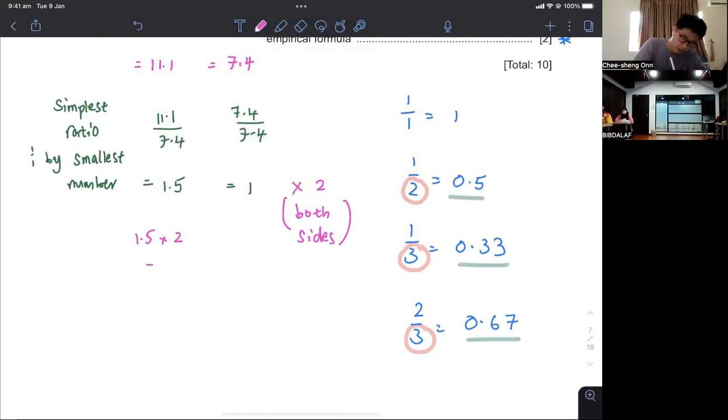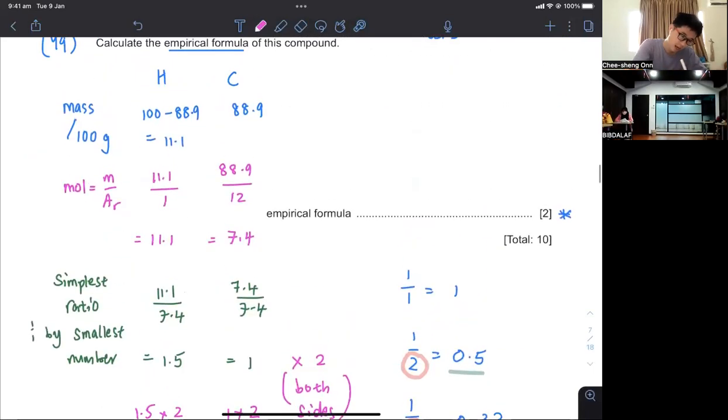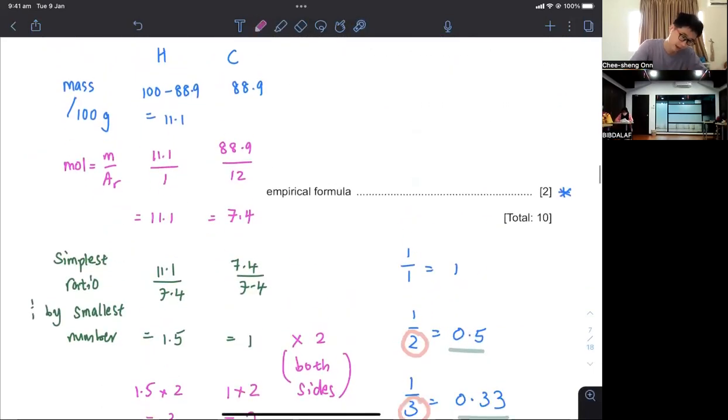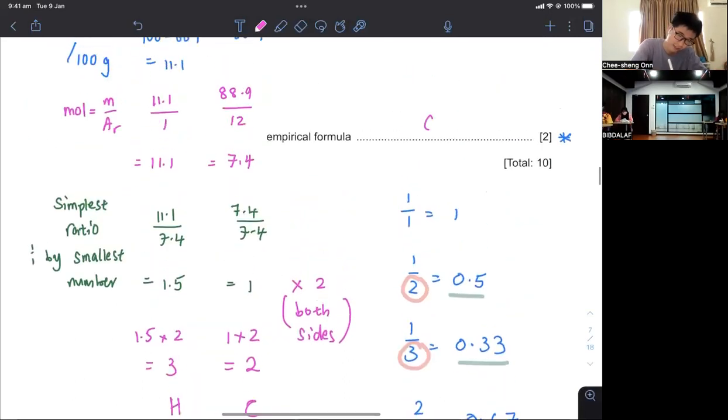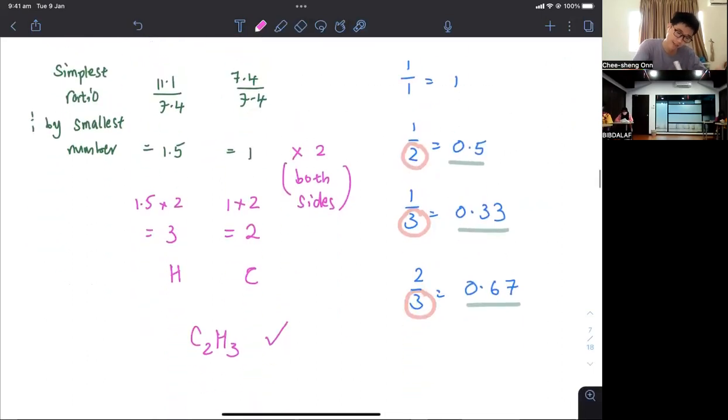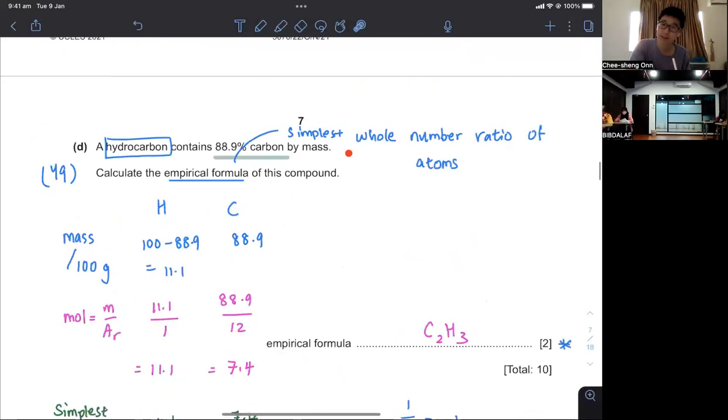1.5 times 2, I get 3. 1 times 2, I get 2. So now I get the simplest whole number ratio based on the Year 9 definition. So this was hydrogen and carbon. So that means I have 3 hydrogens and 2 carbons. So C2H3 is my empirical formula. C2H3 is actually my final answer and not this ridiculous answer CH whatever. You want whole numbers based on the definition. Everything comes down to the Year 9 definition.